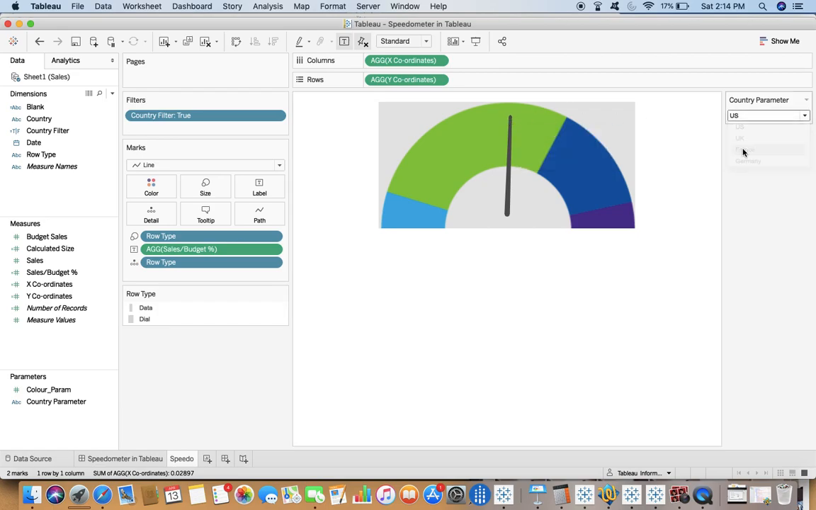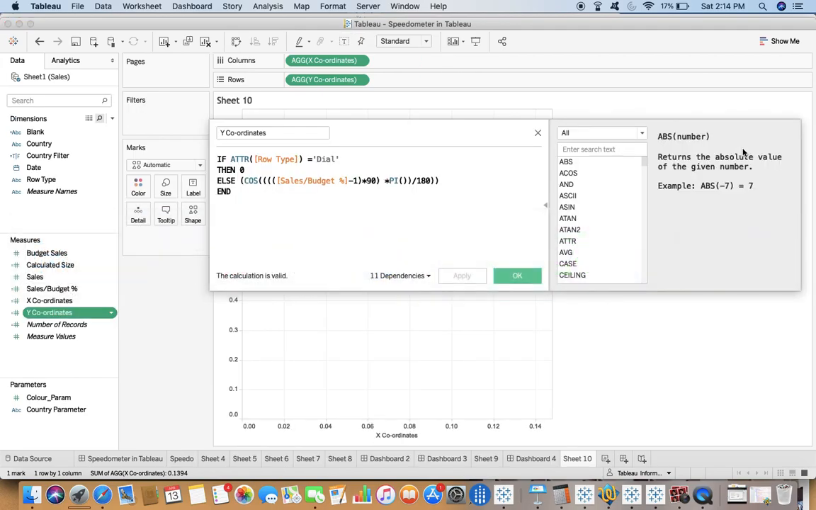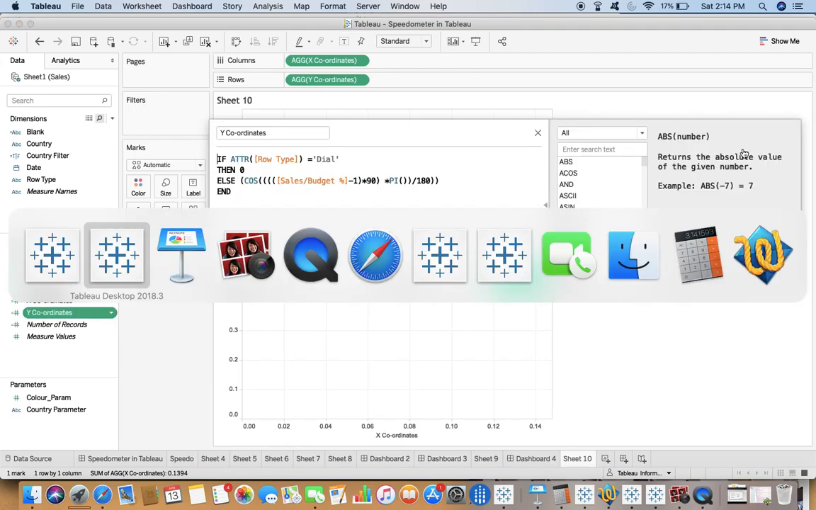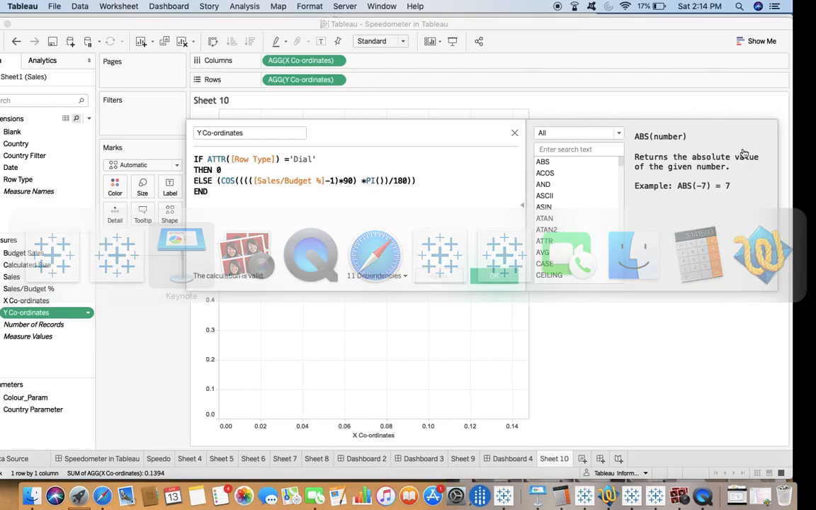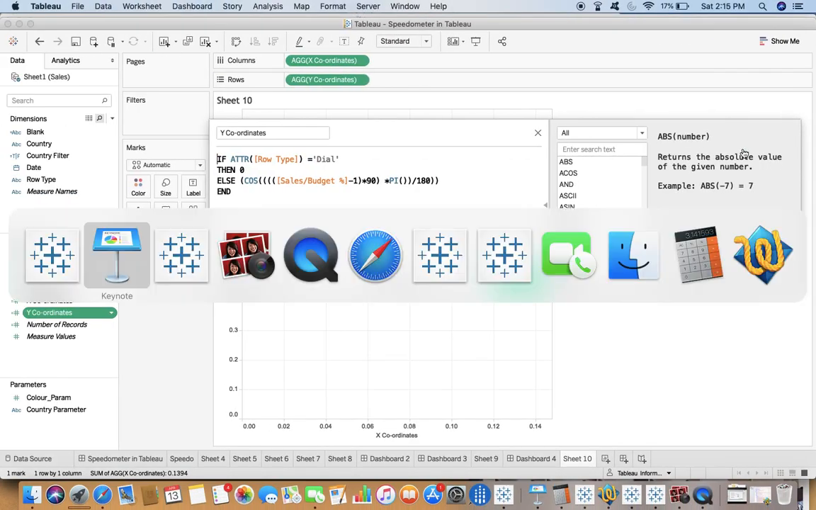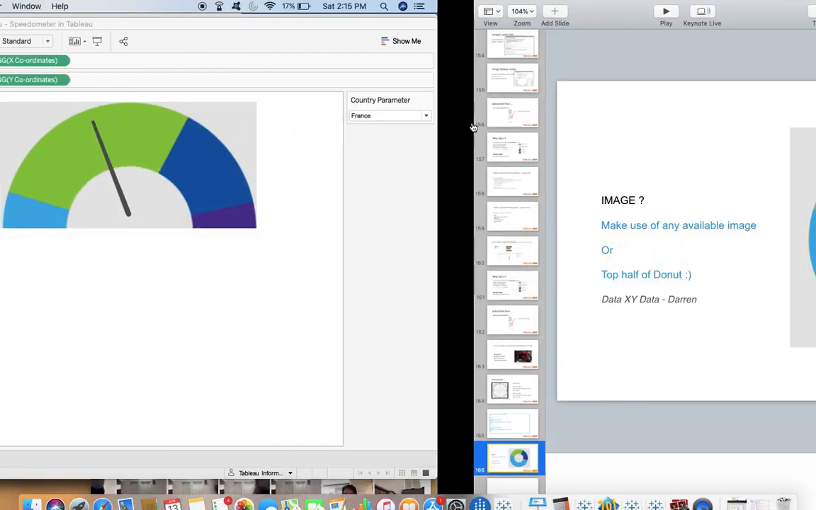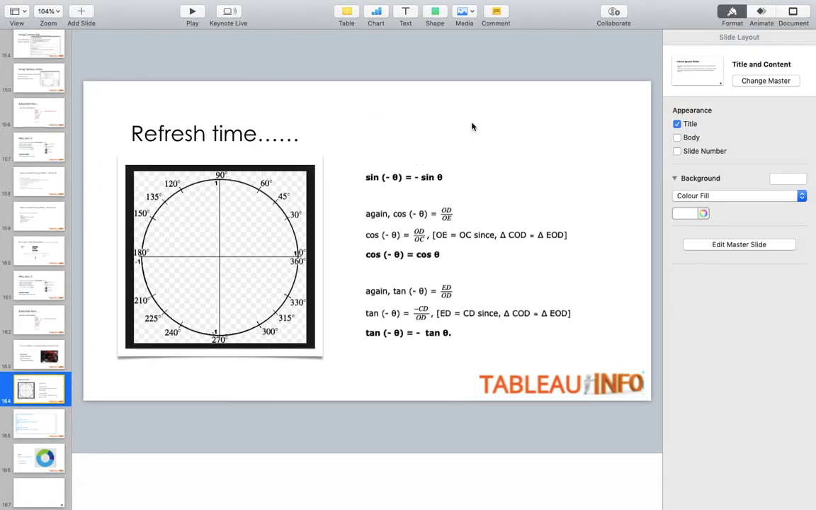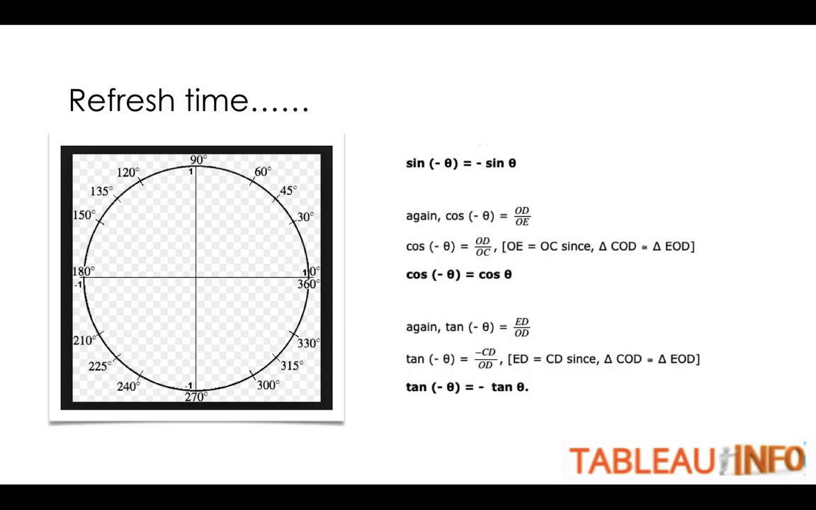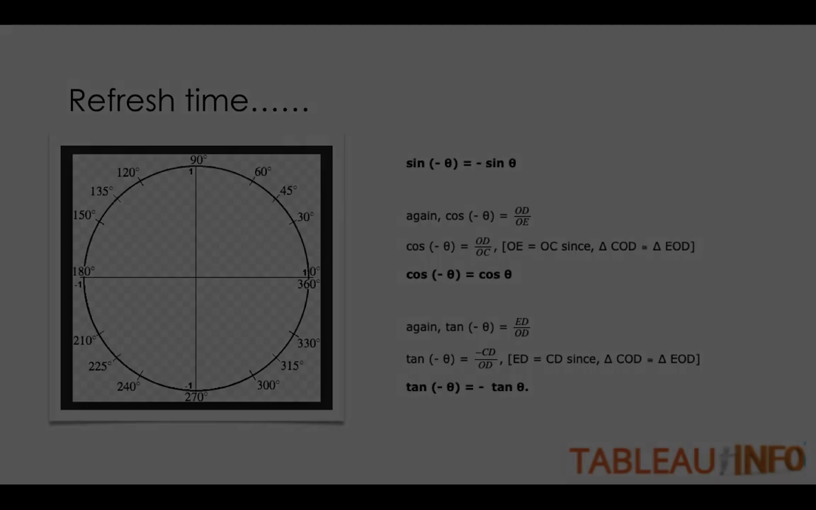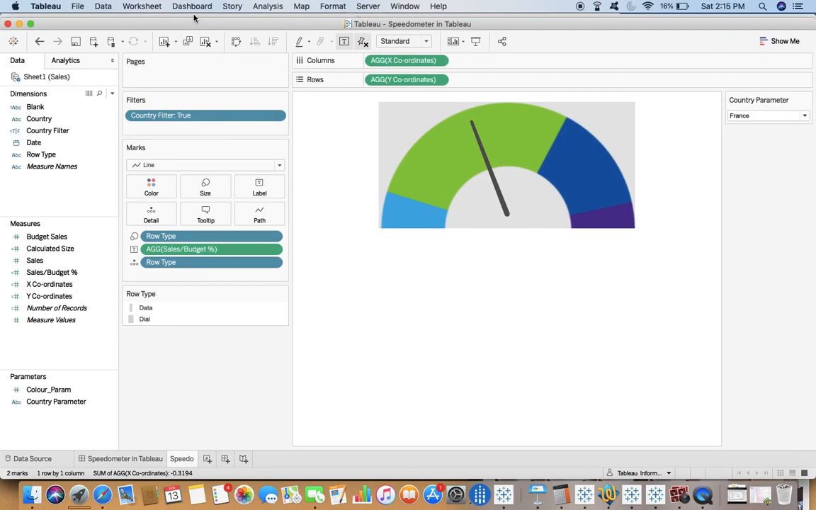But if I go to France, with this speedometer only, not with the flight, what will happen? What is happening over there? Did you notice? With France, it is going on the left hand side. So minus theta, like this. Why minus theta now? And what will happen if we have minus theta? Again, we'll have to go back to our refresh time. Sine of minus theta is equal to minus sine theta, cos of minus theta is equal to cos theta. So that will be applicable over here.